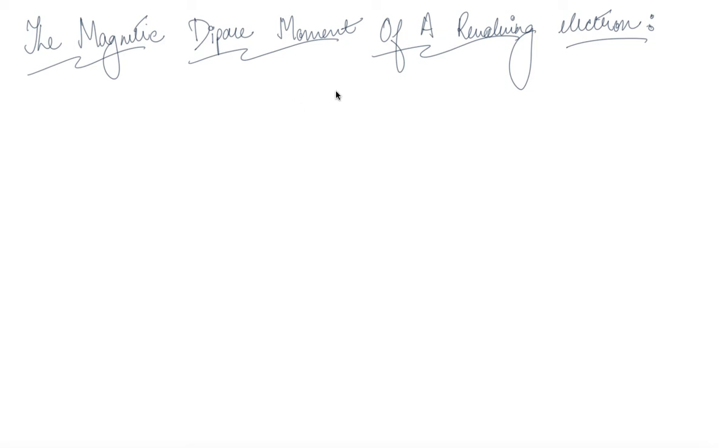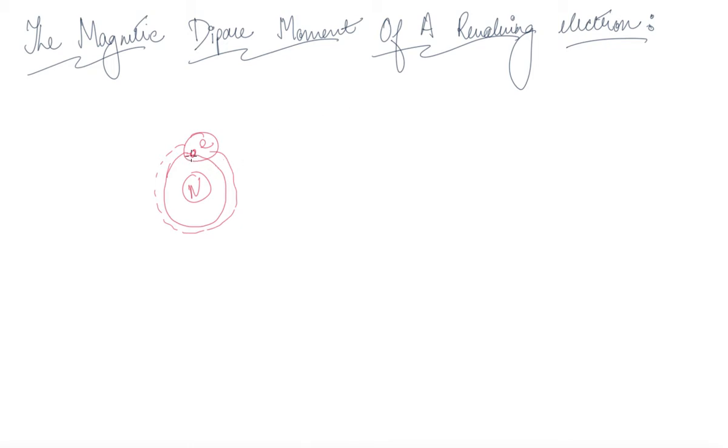So now we will be discussing the magnetic dipole moment of a revolving electron. Suppose this is your nucleus N, and surrounding this, in its orbit, is an electron. This electron is revolving around the nucleus. From the concept we know that if this is a charge and electrons are moving, there will be a current.